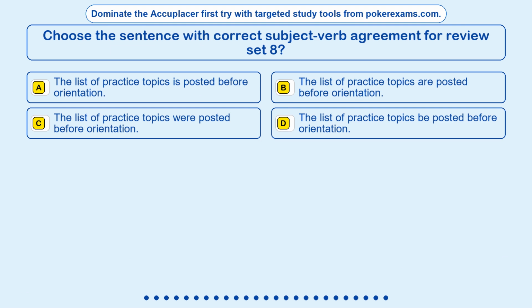Question 18. Choose the sentence with correct subject-verb agreement for review set 8. Option A. The list of practice topics is posted before orientation. Option B. The list of practice topics are posted before orientation. Option C. The list of practice topics were posted before orientation. Option D. The list of practice topics be posted before orientation.